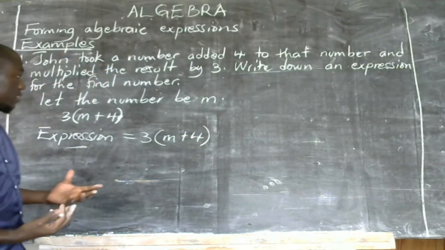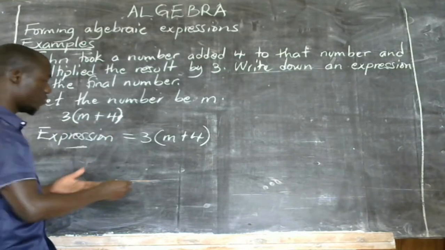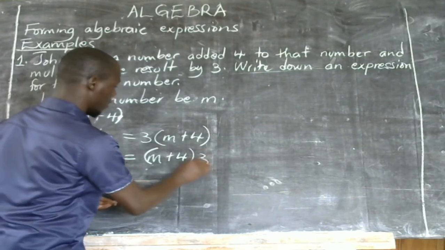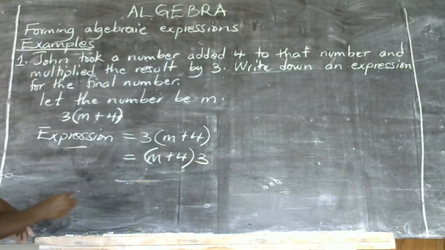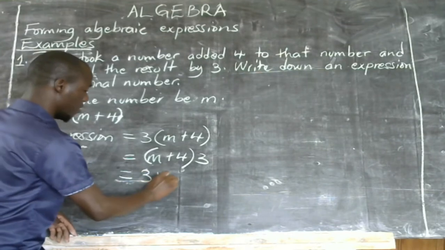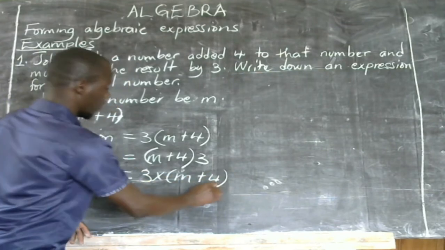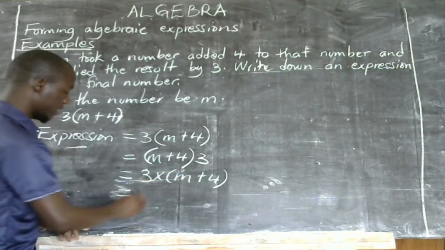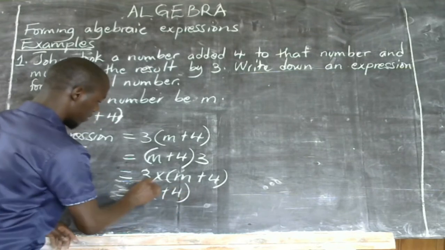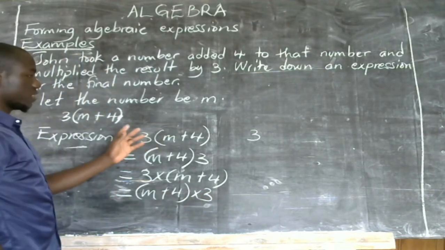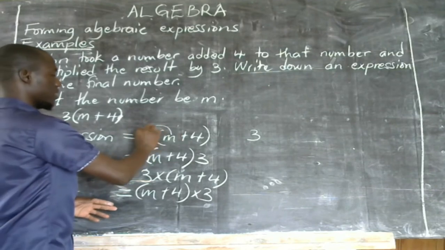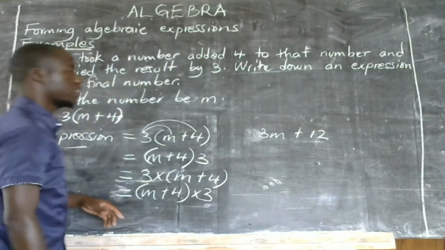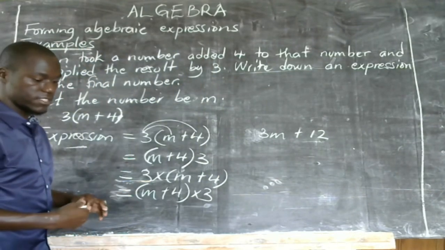You shouldn't forget, or this shouldn't be confusing you: if someone writes (m plus 4) and then a 3 there, that one also means multiplication. Some other person can write m plus 4 in brackets, times 3. Some other person can open the bracket: 3 times that, then this times that, to have 3m plus 12. Just as simple as that.